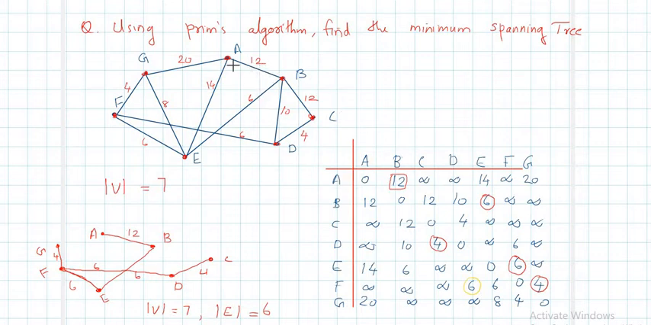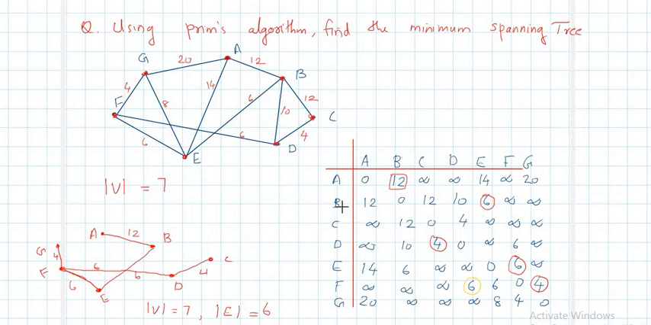A to C, there is not directly connected, so put infinity. A to D, that is also not directly connected, so put infinity. Then A to E, if it is directly connected, find the edge value. That is 14. A to F, there is no direct connection, so put infinity. Then A to G, there is a direct connection, the value is 20.